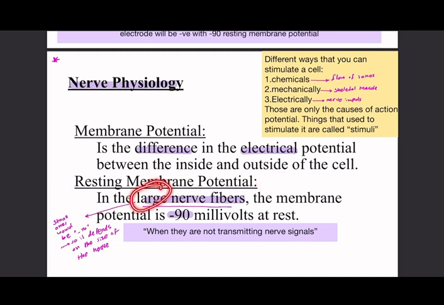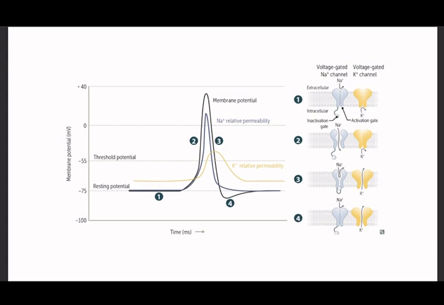So large nerve fibers are gonna have around minus 90 millivolts. However, smaller fibers are gonna have less, which is around minus 70. So I will explain how the action potential actually works through this figure. So follow the dark black line and follow the steps with me right here.